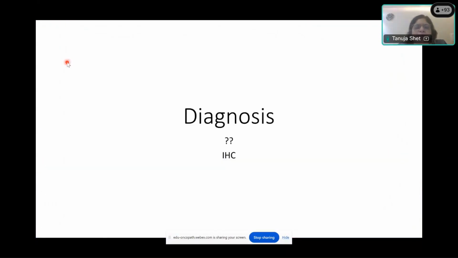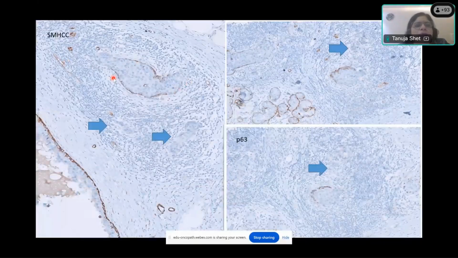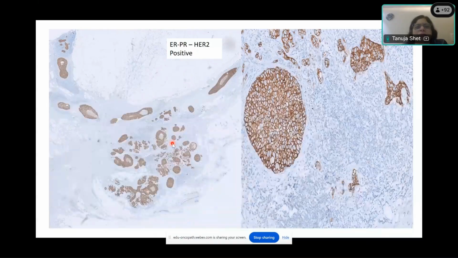So we'll do those IHC. So this is your SMHC. What do you see? It's missing in some of the ducts, and you can see those nests that are out are totally devoid of any myoepithelial markers. You see that? Yes, ma'am. And here also the P63 is missing. So those are the foci of invasion. Because they're small, you call them microinvasive carcinoma. We'd also do a HER2 because most of these high-grade DCIS are HER2 positive.